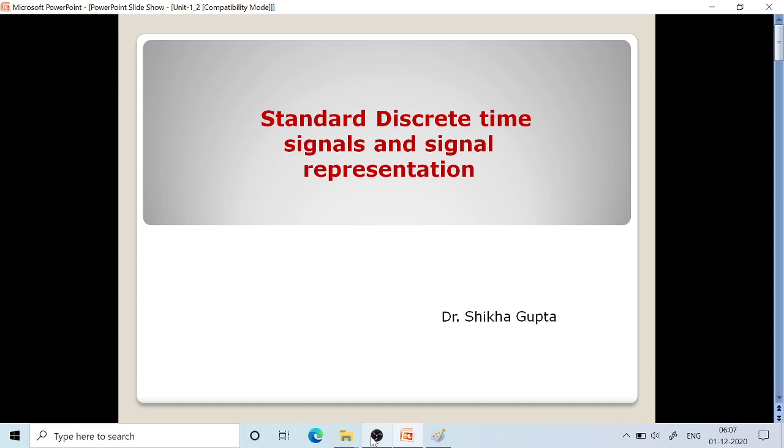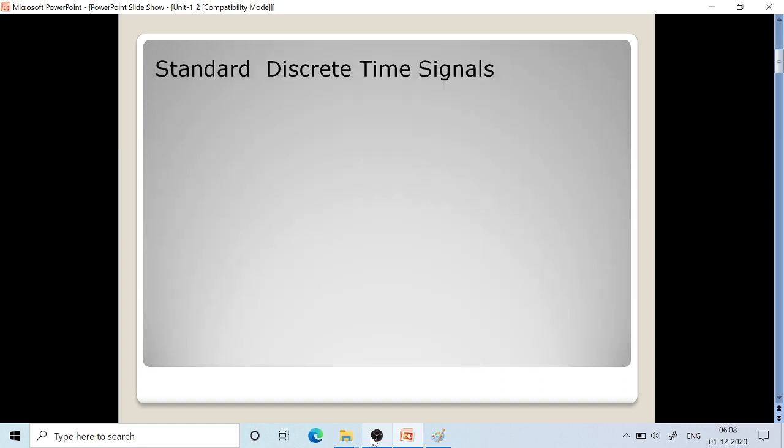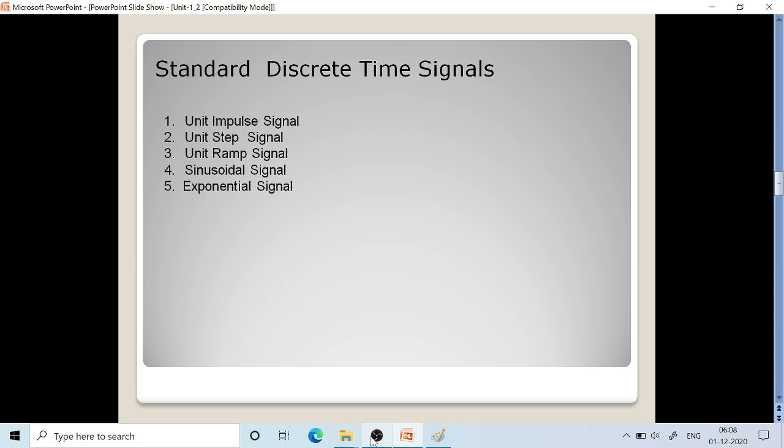Hello friends, today I am going to cover the standard discrete time signals and signal representation. So now let us see the standard discrete time signals. There are basically 5 standard discrete time signals. The first one is a unit impulse signal, the second one is a unit step signal, the third one is a unit ramp signal, the fourth one is a sinusoidal signal, and the fifth one is an exponential signal.